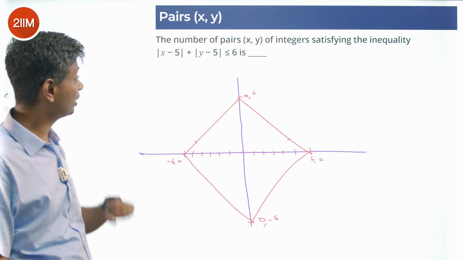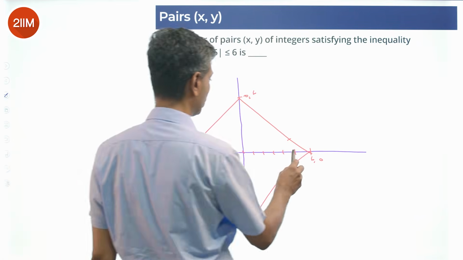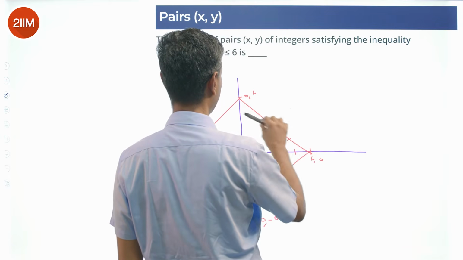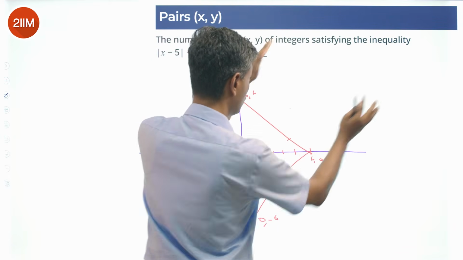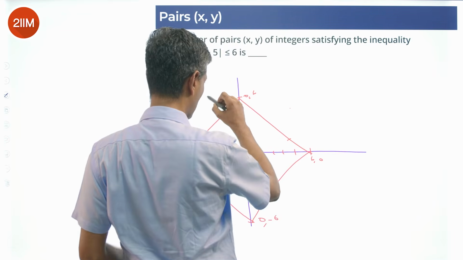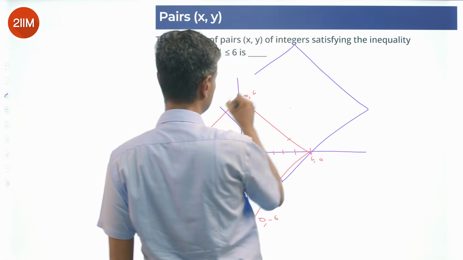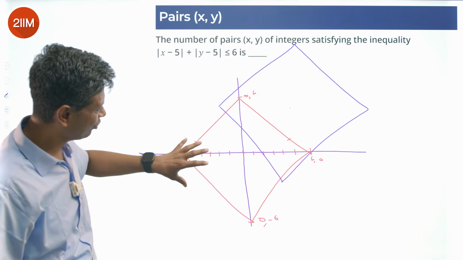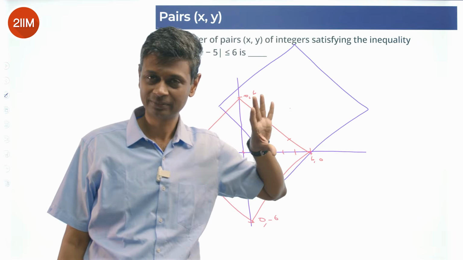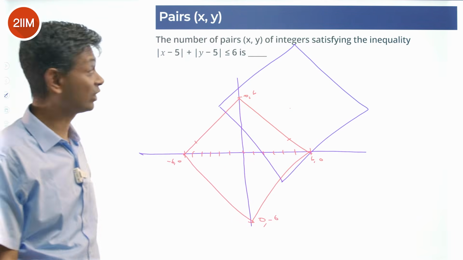What is mod x minus 5 plus mod y minus 5? This whole diagram shifted to the point 5 comma 5. So we'll have a diagram, this diagram moved like this. I'm probably not going to draw the best diagram, but you can imagine it like this. Same thing shifted out like that. Right? So we can simplify the question and then get to the answer. 85 different pairs are possible.